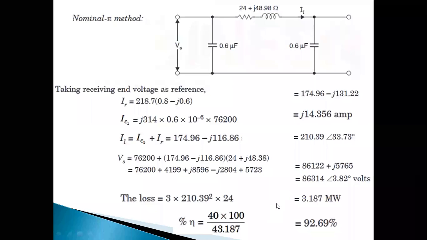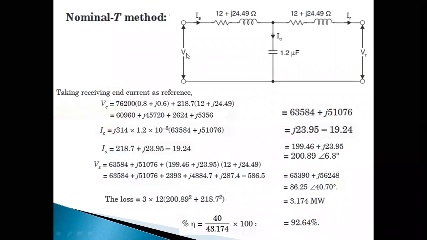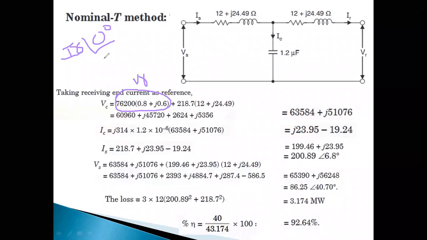Okay, next, nominal T model. In the case of nominal T, again the current is taken as reference. Simply, current at an angle 0, and the voltage at the receiving end becomes at an angle of plus cos inverse of the power factor, 0.8.